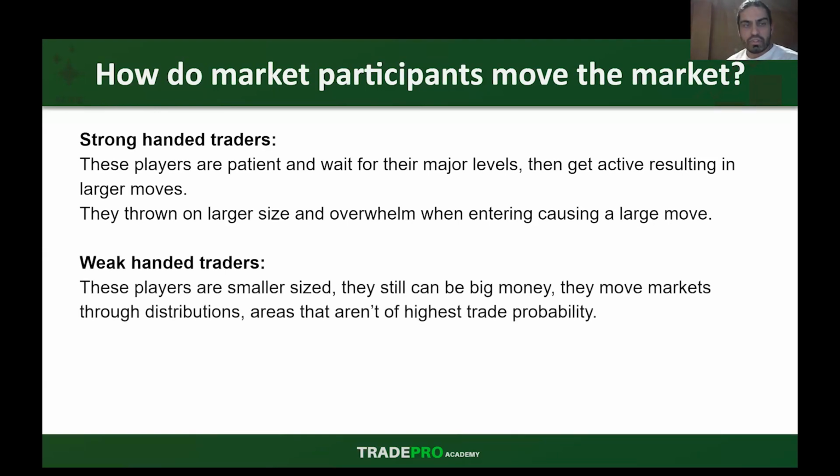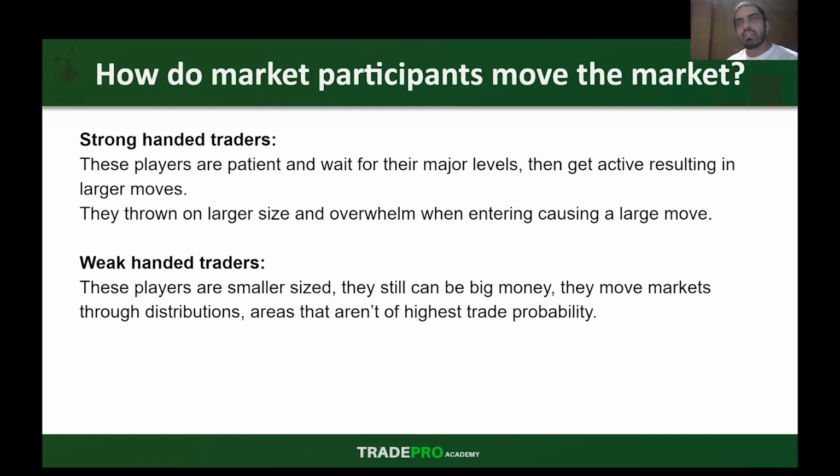So weak-handed traders, right? These players are smaller size traders. They still can be big money realistically. They move the markets through distributions, areas that aren't the highest probability to trade. So big clusters of volume. Weak-handed traders can get active in these areas, and they can move markets. They can move them like large points, right? 20, 30 points at a time. But those moves aren't going to necessarily last, right?